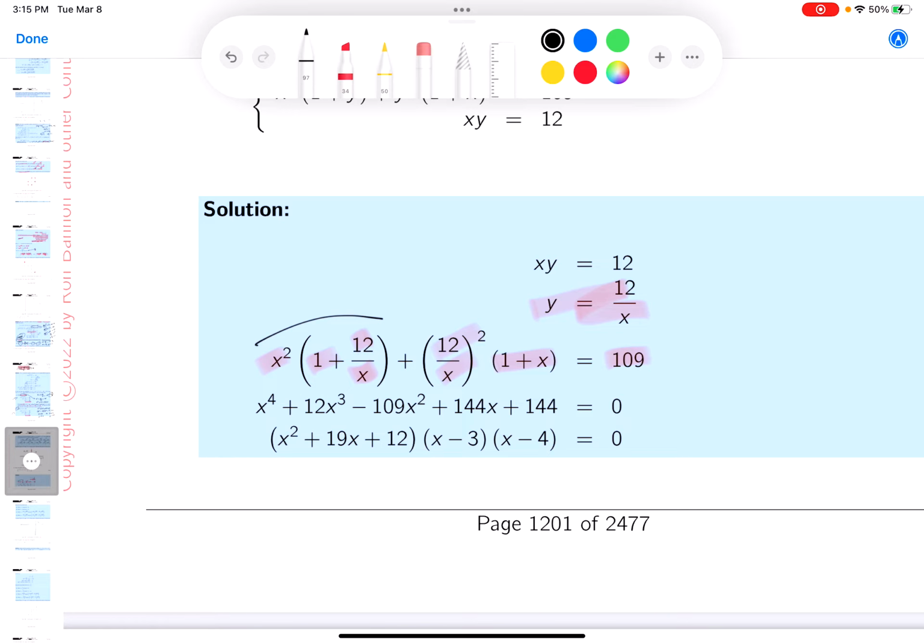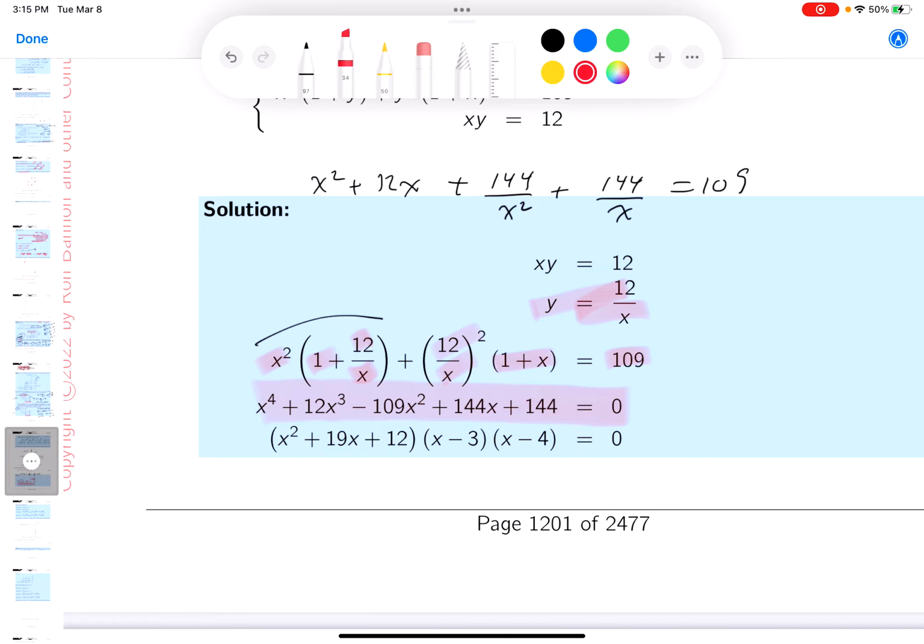You have to multiply this, which would be x squared plus 12x. The next one looks really tough, right? So it's 144 over x squared times 1 plus x. So it's going to be 144 over x. You get the idea. Equals 109. Multiply both sides by x squared. You get the idea. We've been doing this for some time. And you get this polynomial here.